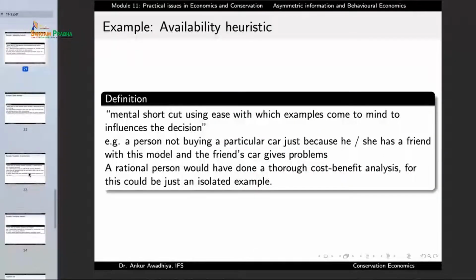Another example is availability heuristic. It is a rule of thumb or a shortcut based on availability of information. A mental shortcut using the ease with which examples come to mind to influence the decision. Example, a person not buying a particular car just because he or she has a friend with this model and the friend's car gives problems. A rational person would have done a thorough cost benefit analysis, for this could be just an isolated example.